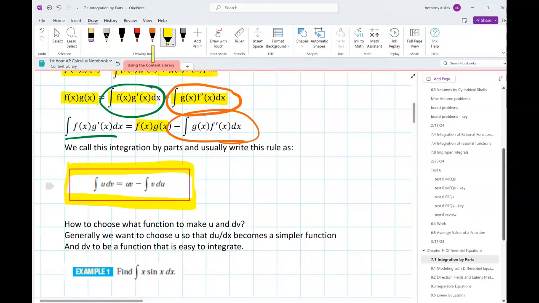So we have a little bit of a choice to make when we go to apply this integration by parts formula. We need to pick which function is the u and which one is the dv.